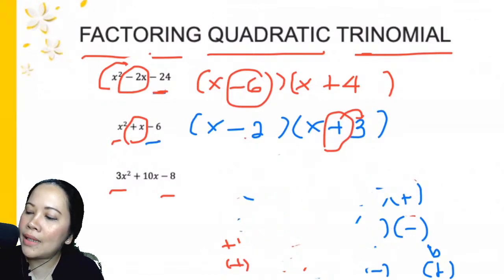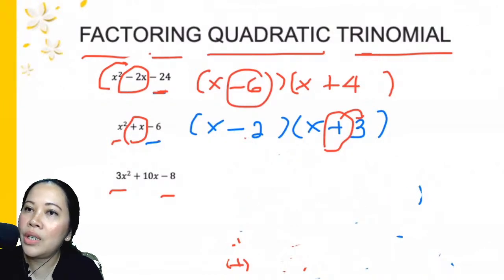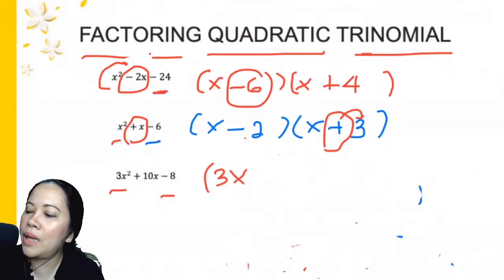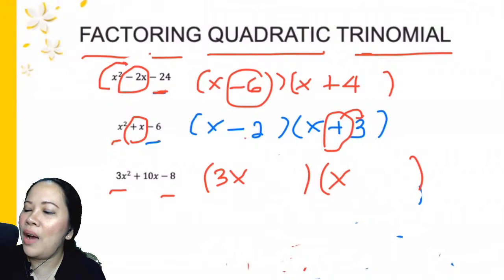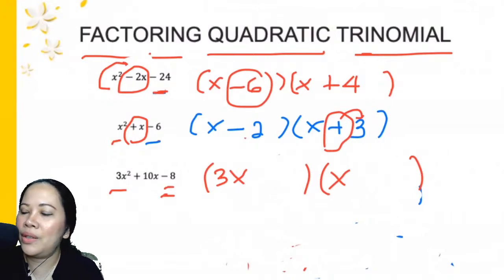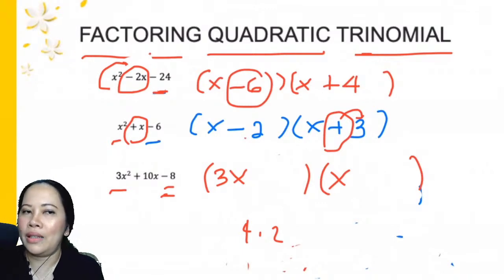you have 3x squared. Okay. Let me just erase this. So factors of 3x squared will be 3x times x. And then you have factors of 8. What are the factors of 8? 4 times 2, right? Or 8 times 1.